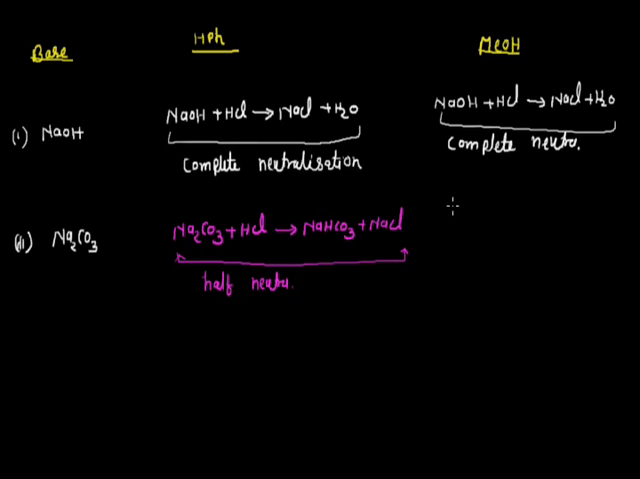But if we are using methyl orange indicator, then the reaction requires 2HCl. After the reaction, we get 2NaCl plus carbonic acid, which further decomposes and gives CO2 plus H2O. So if we are using methyl orange indicator, then we see complete neutralization.